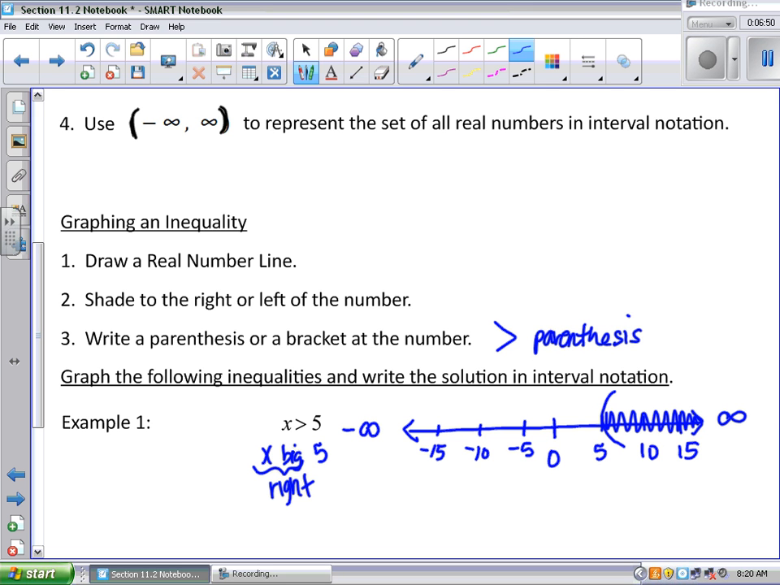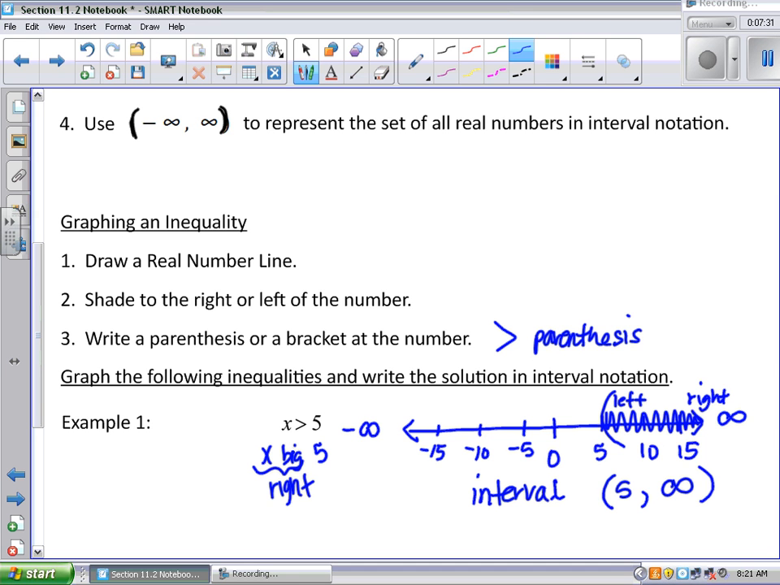And then to write my solution in interval notation, I'm going to look at the graph, and I'm going to look at where my shading is. I have the left edge of my shading, and I have the right edge of my shading. When I write my intervals, I always want to go in the same order as my set appears on the number line. So at the left edge, I have a parenthesis with a 5. All the way out going to the right, we're going to infinity, and we always use a parenthesis with infinity. So this is our interval solution for the inequality x is greater than 5.